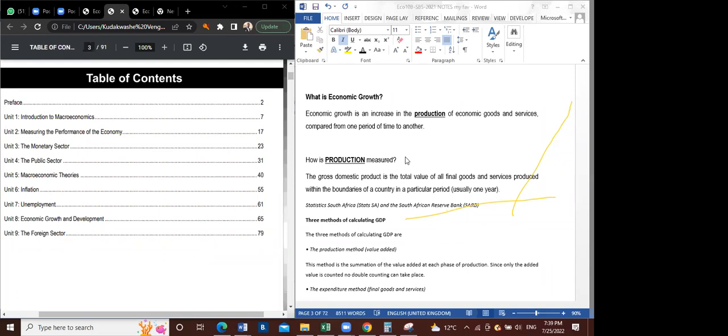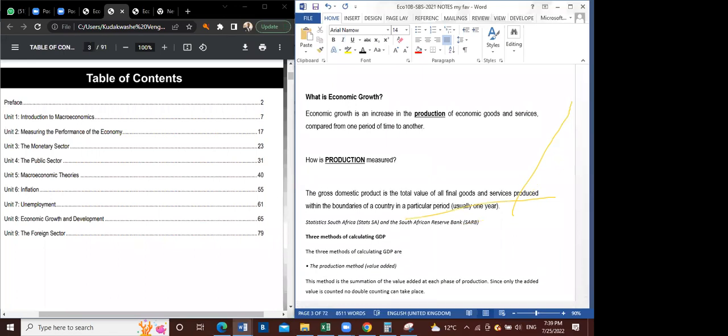All right. So in terms of measurement of production within an economy, there is an important metric that is used, which we refer to as GDP in short, which refers to gross domestic product. Gross domestic product, by definition, is the total value of all the final goods and services produced within the boundaries of a country within a given particular period of time.